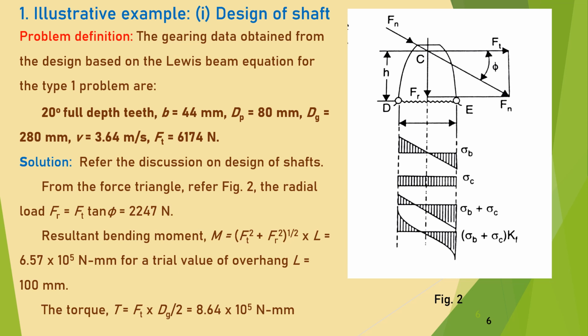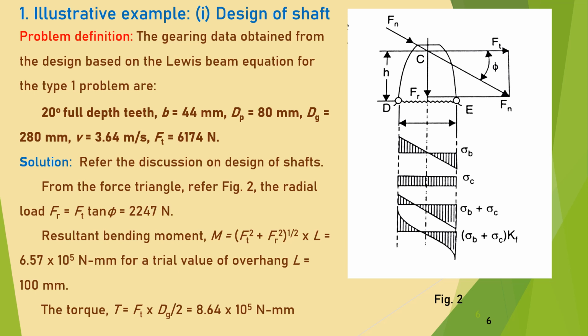Now we take up an example of design of shaft. The gearing data obtained from the design based on the Lewis beam equation for type 1 problem are reproduced here. The pressure angle is 20 degree, the beam width 44 mm, the pinion diameter 80 mm, the gear diameter 280 mm, the pitch line velocity is 3.64 meter per second, and the tangential tooth load is 6174 Newton.